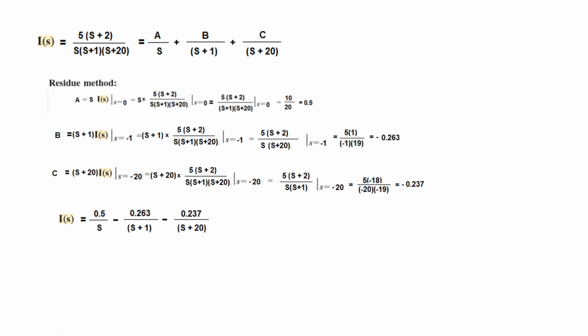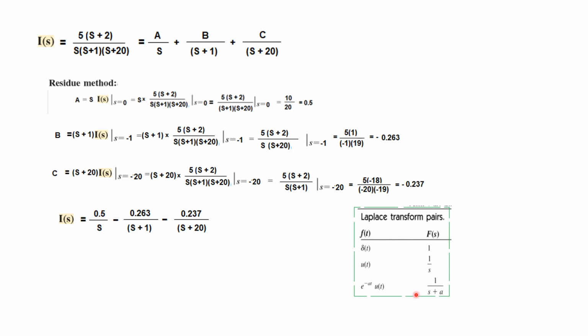So the current Is in S domain will look now like this, plugging in the values of A, B and C. This is one part of the answer, and now we go to the time domain, and for that we'll again look at the table. Like here, 0.5 times 1 over s, and 1 over s means u(t), so this will become 0.5 u(t). Same, minus 0.263 e raised to the power minus t u(t), because a is 1 here, and here a is 20, so e raised to the power minus 20t. So this is the answer in time domain. We take u(t) common from all. So this is the final answer.